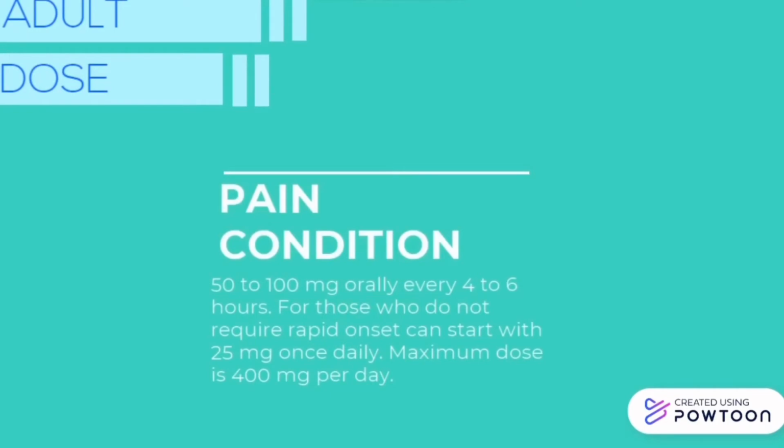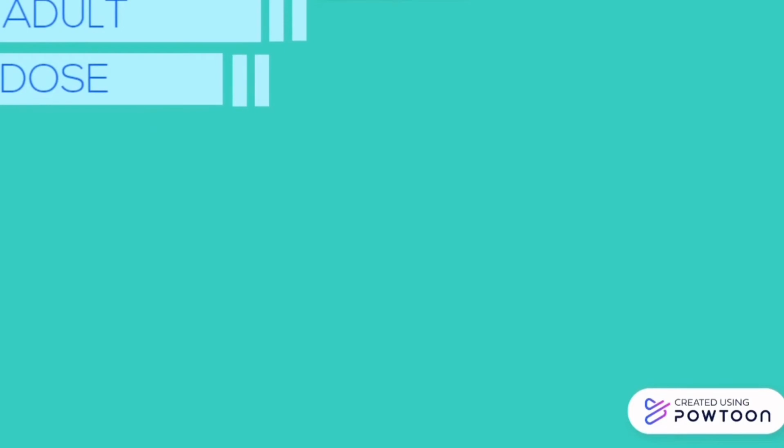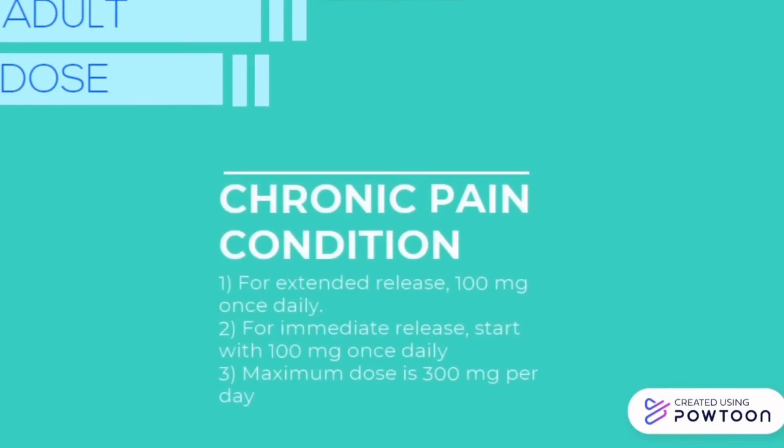Adult dose. For pain condition, patients need to take 50 to 100 mg orally every 4 to 6 hours. For those who do not require rapid onset, can start with 25 mg once daily. The maximum dose is 400 mg per day. For chronic pain condition, it has extended release and immediate release. Both start with 100 mg once daily, and the maximum dose is 300 mg per day.